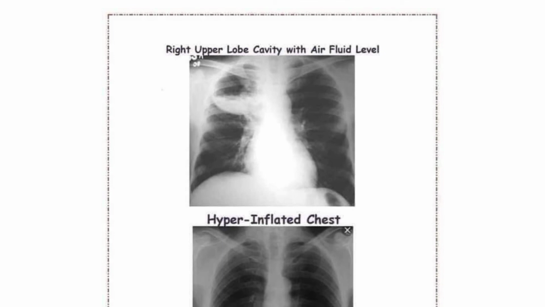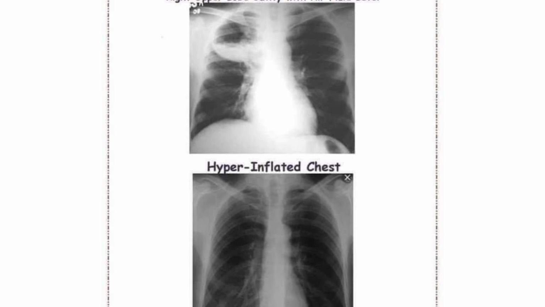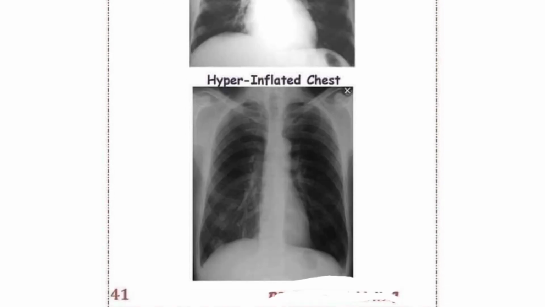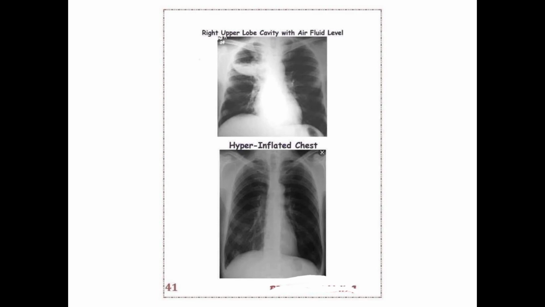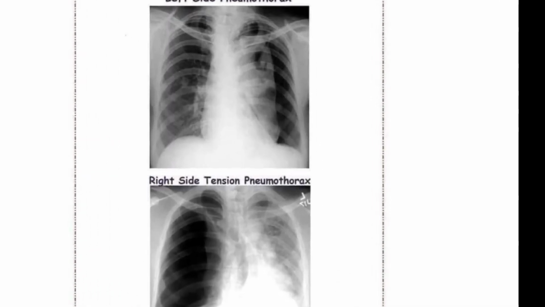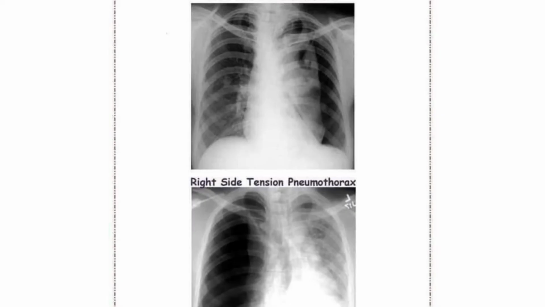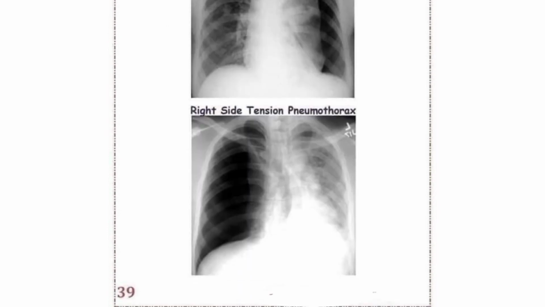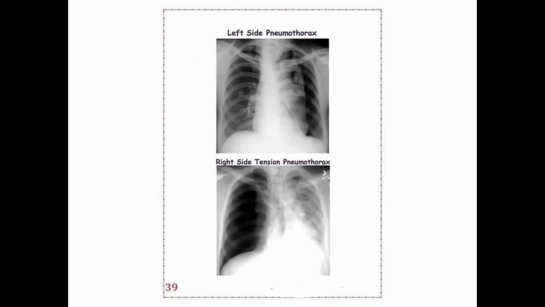This is the right upper lobe cavity with air fluid level, hyperinflated chest. This X-ray shows left-sided pneumothorax, and the second one right-sided pneumothorax.